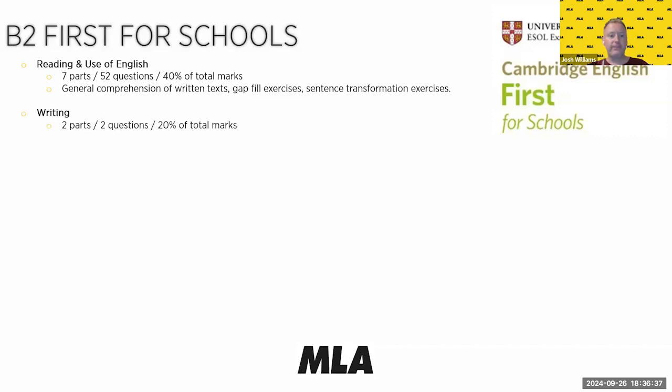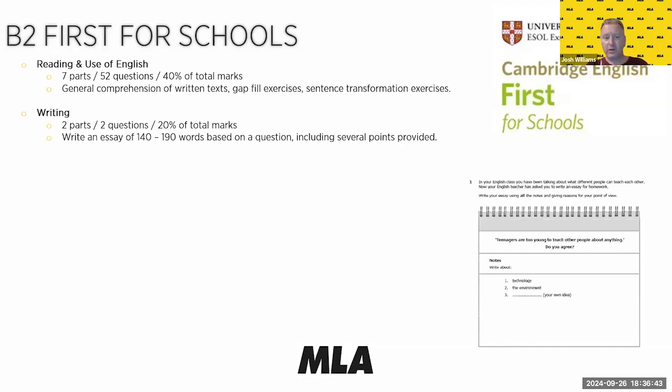Going on to the writing, 2 parts, 2 questions, and 20% of total marks. First part, you have to write an essay. So all students have to write an essay. The word count is 140 to 190 words. Generally, I see this as 4 or 5 paragraphs: introduction, 2 or 3 paragraphs in the middle, and a conclusion. You have the topic. It's generally an essay on do you agree, or what do you think? They give you 2 points, and you also have to come up with a third point.